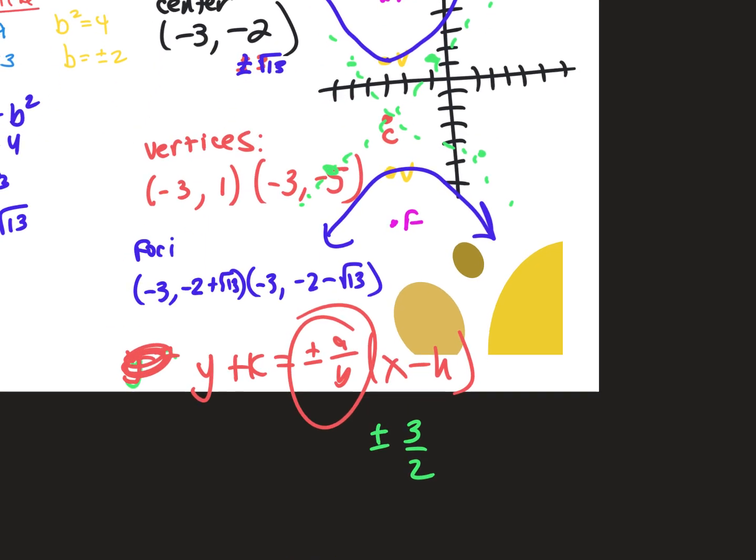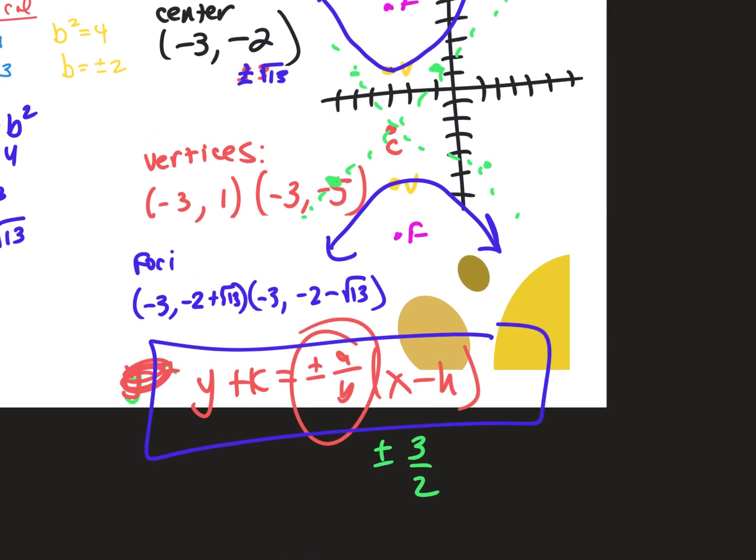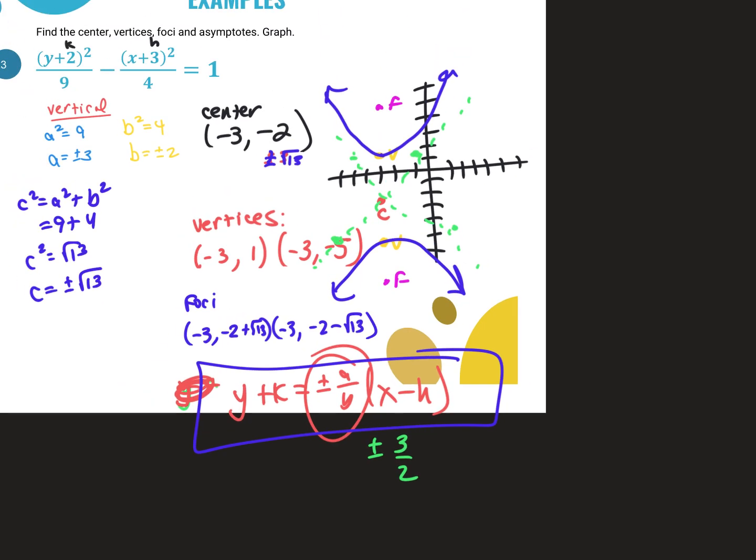Don't get caught up on this and then trying to put it into slope intercept form or anything. Just understand that the h and the k is from your center. So you need to designate if you have a or b and where it goes: a over b or b over a.